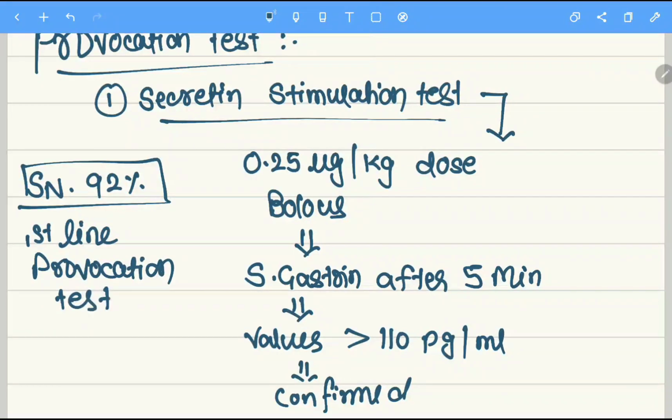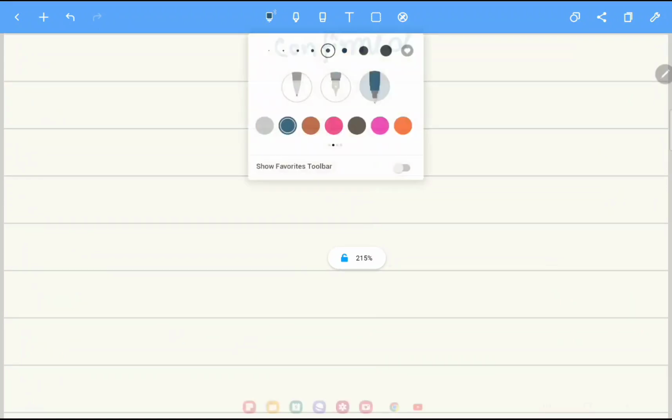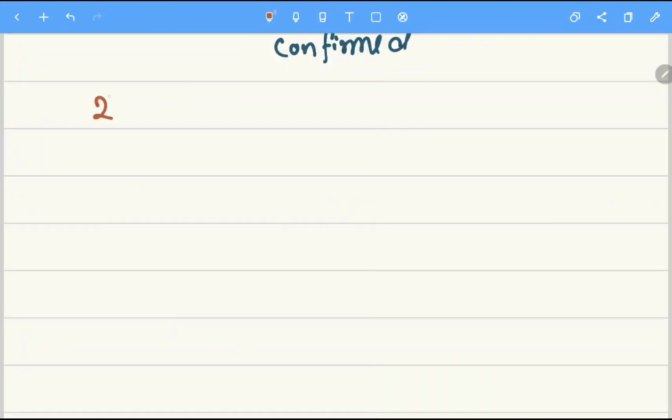But there are high chances some gastrinomas are not stimulated by this secretin stimulation. So what else can you do? Yes, which is the other stimulation test or other provocation test? Yes, this is calcium stimulation test.